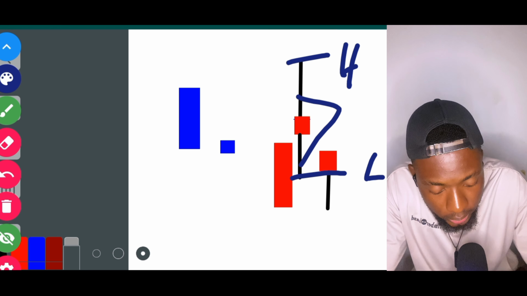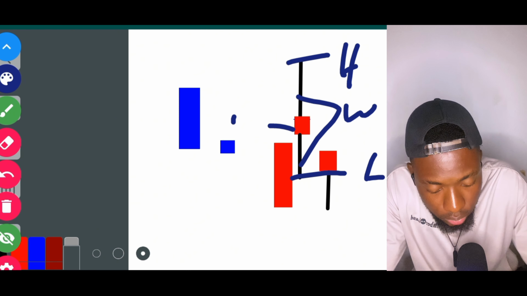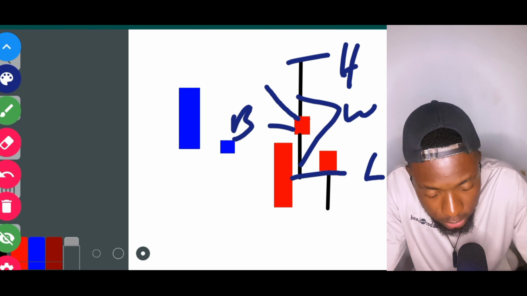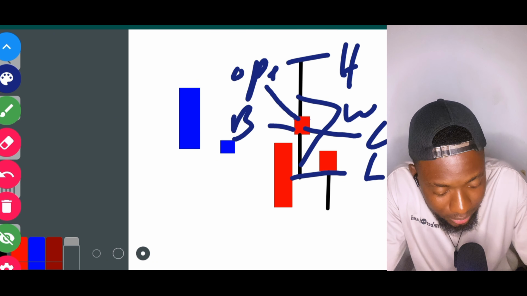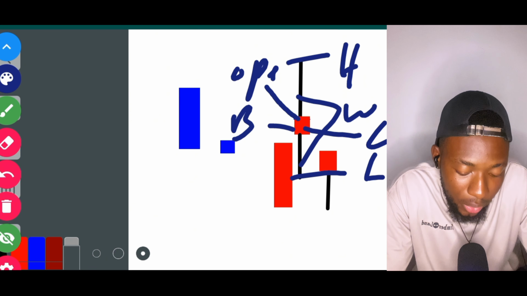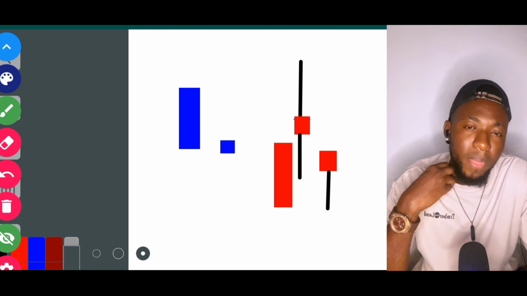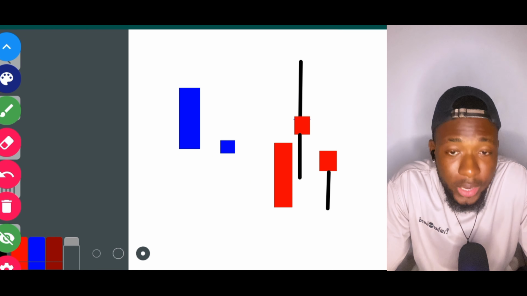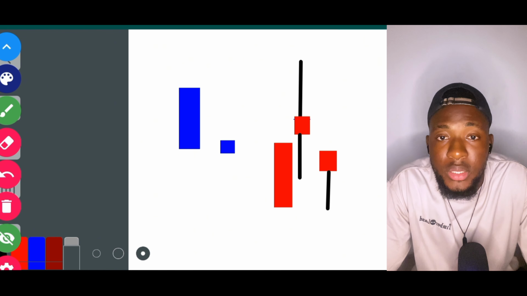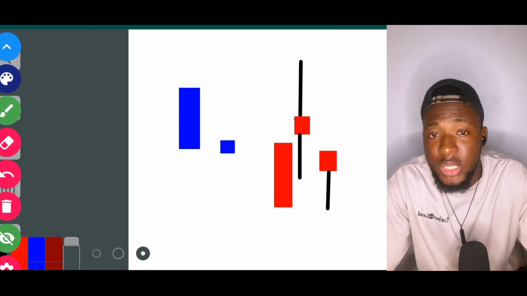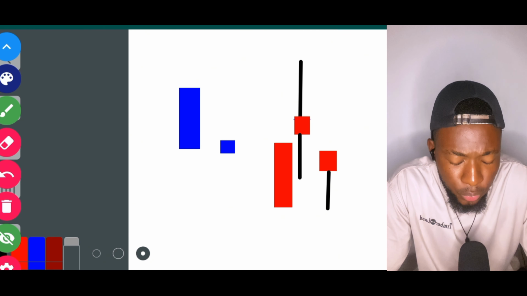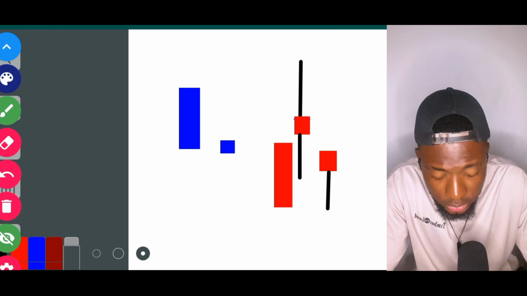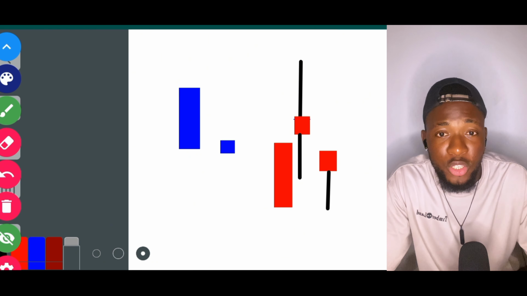Okay, these are the wicks, right? While this is the body. So this place is the open, while this is the close. So you are seeing how interesting this is. This is how candlesticks are formed. Remember, if the candlestick opens and closes above its opening price, it's going to be a bullish candle. You're going to see it for yourself, because trading is very practical. While if the candlestick opens and closes below the opening price, it's going to be bearish.